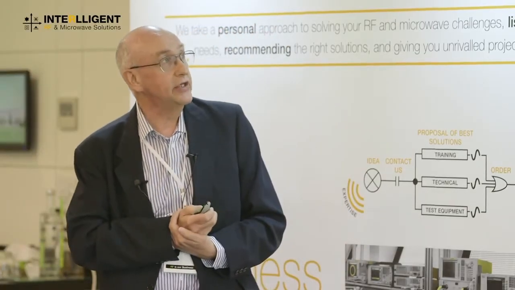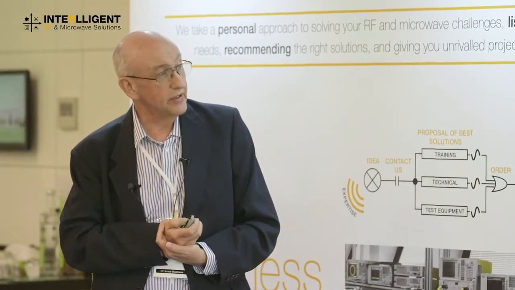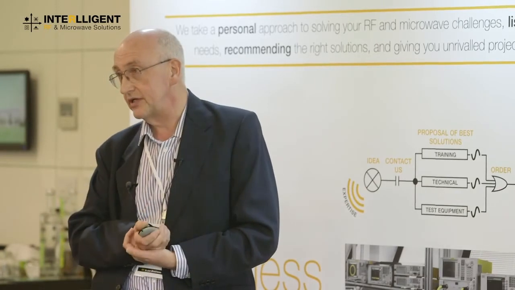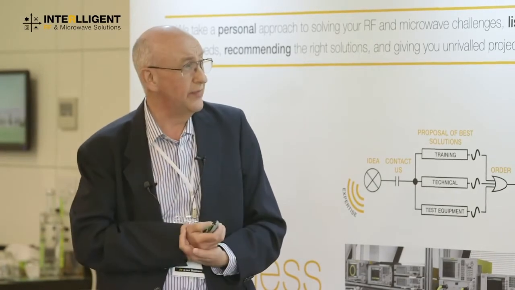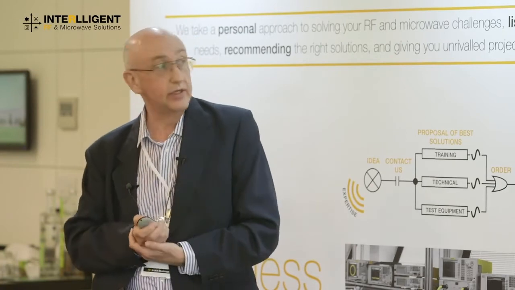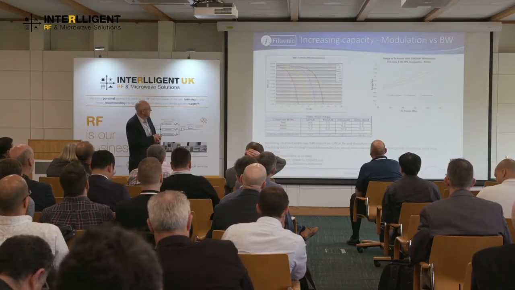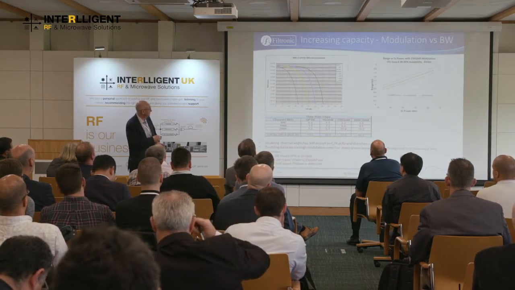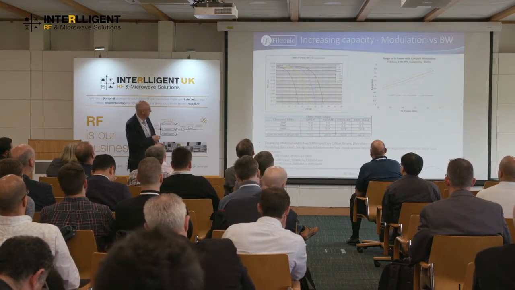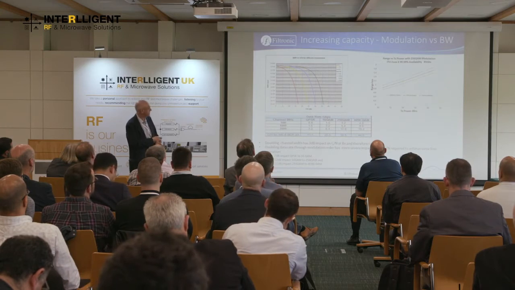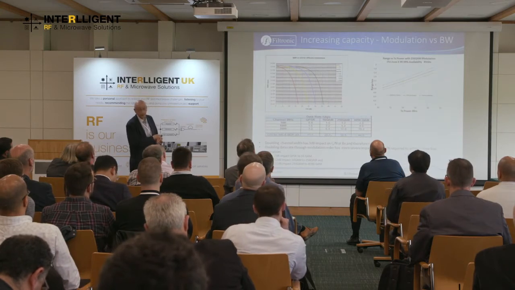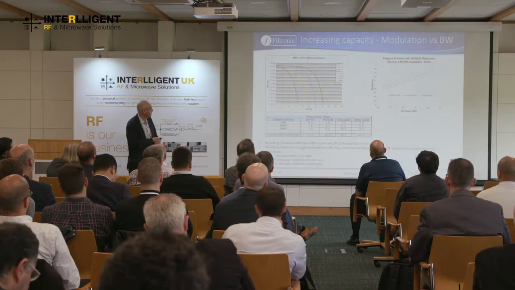So a bit on how do you increase the capacity. So the two primary ways would be to increase the modulation order or to increase the bandwidth. Now, increasing the modulation order, this is the sort of error function typical waterfall graph, which shows the carrier to noise ratio that you need for a certain error rate for different orders of modulation.